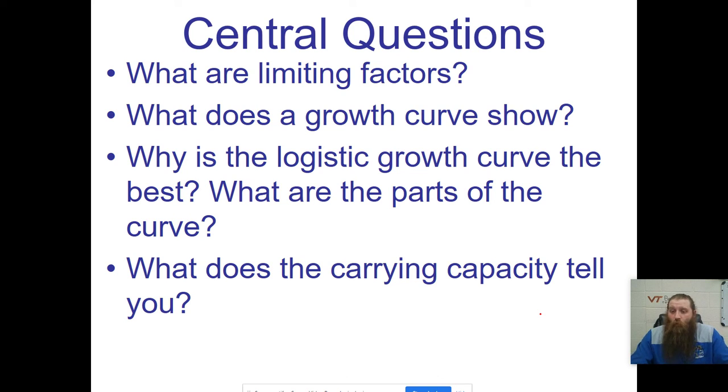We can examine it for resources and what that tells us about our resource or about our shelter or about the overall state of that ecosystem per that population. We can look at the logistic growth curve and identify the three parts, and we can identify what carrying capacity tells us. So if you have any questions, let me know. I'd be glad to give you guys a hand.